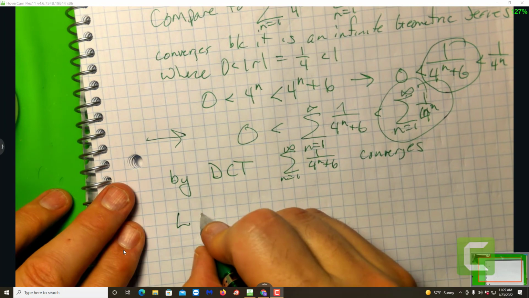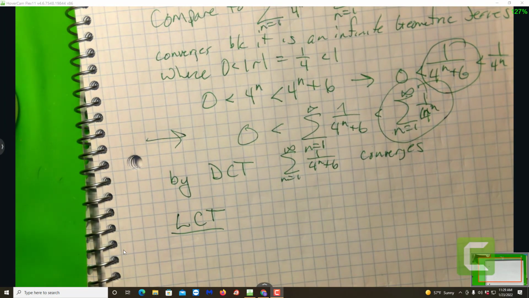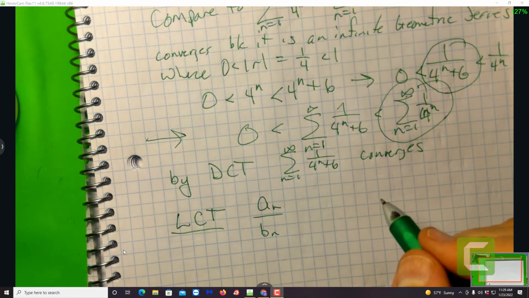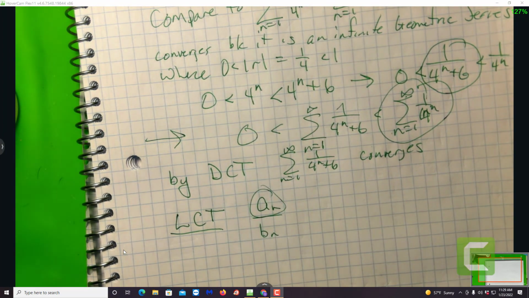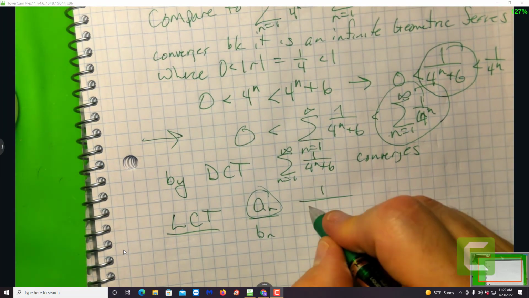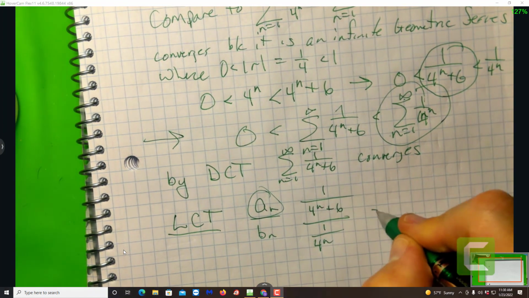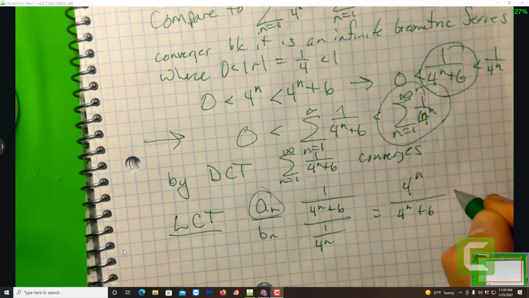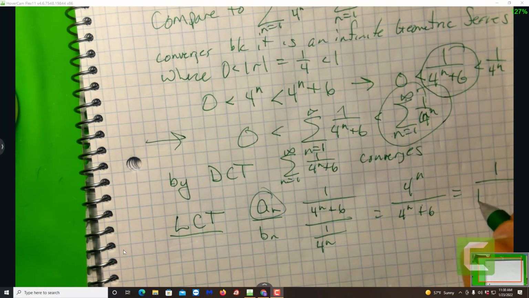Now, this problem with the limit comparison test, look at how much more forgiving this is. I'm going to compare it to the same function. So I form the ratio of a sub n to b sub n. Now in my head I can see this. If I clean this up, I get 4 to the n over 4 to the n plus 6. I'm going to factor out a 4 to the n in the numerator and in the denominator and simplify them.